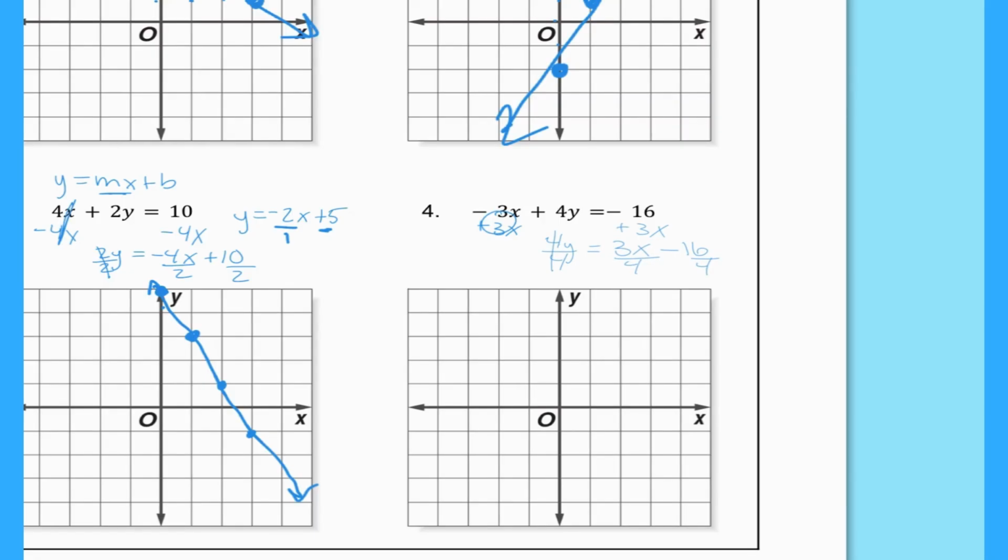So then I end up with y equals, and then 3 over 4 I can't reduce, so I'm just going to say 3 over 4. We do not want to turn it into a decimal because we need that rise over run. And then negative 16 divided by 4 is negative 4. Now we can graph our line. Our y-intercept is negative 4. So we'll start down here at negative 4. Then we're going to go positive 3 and positive 4. So 1, 2, 3, 1, 2, 3, 4. Make our new point, and then we can draw our line.